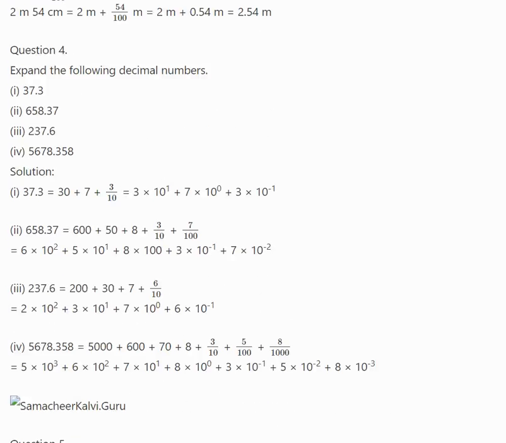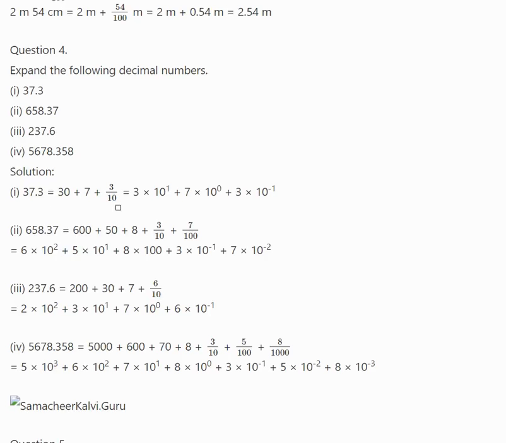Right. Next question, expand the following decimal numbers. Expand, that is normal. Usually we have a number like 144. How do you expand that number? 100 plus 40 plus 4. But here we have a decimal number. So 37.3 is 30 tens plus 7 ones plus 3 tenths, 3 by 10.